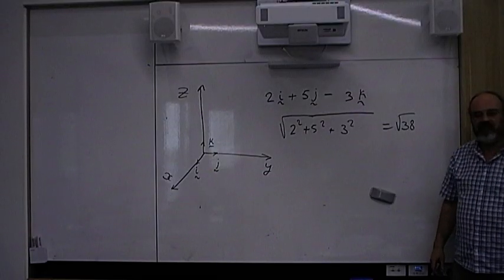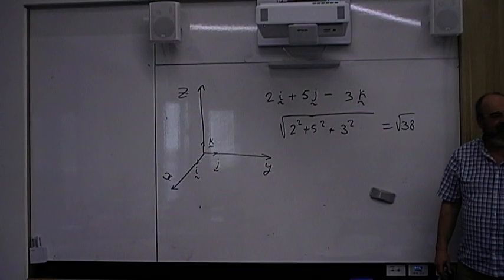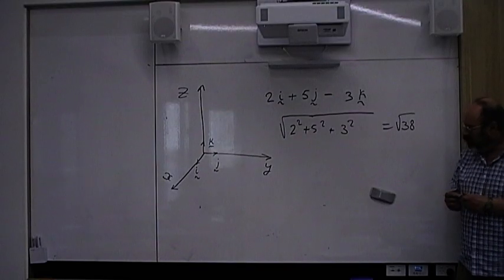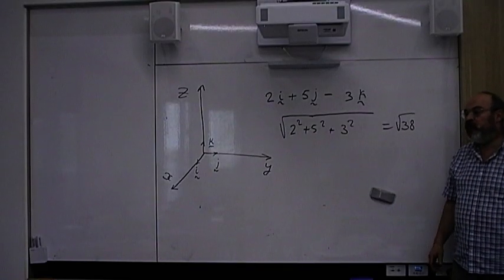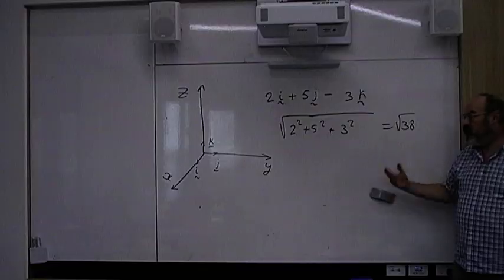How did you get to 4? It was root 3, it was 4 root 2.